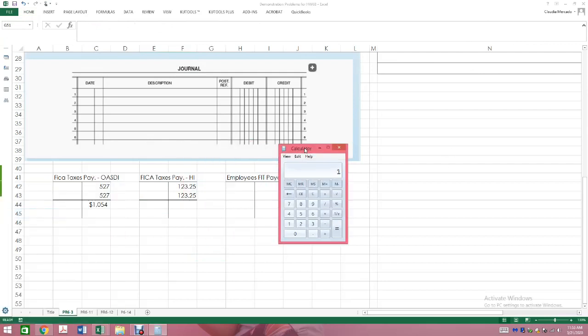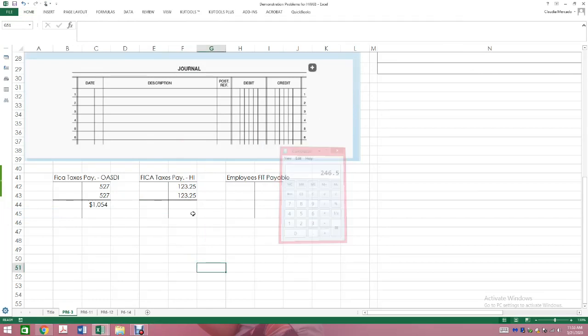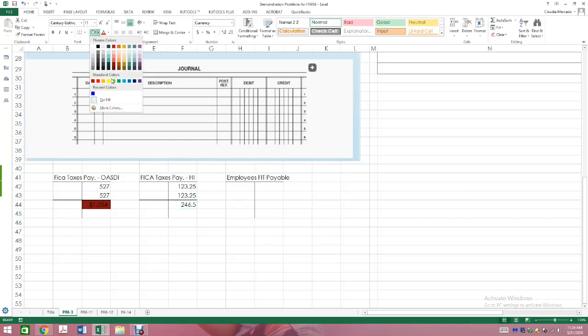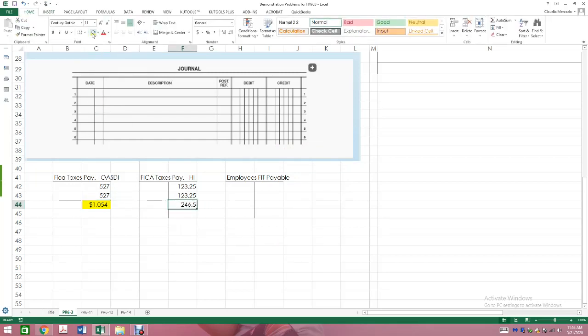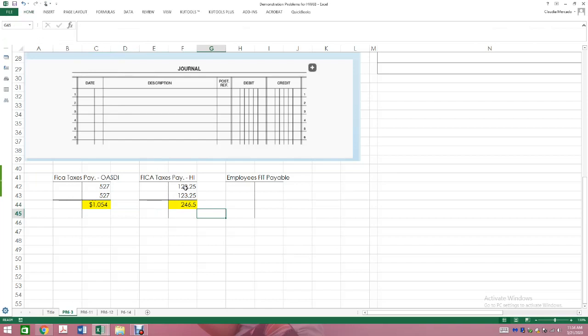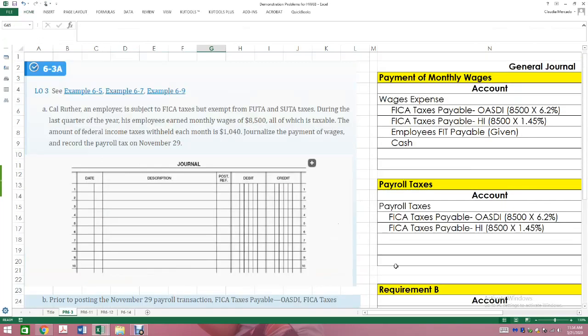123.25 plus 123.25. I have 246.50. So I have 246.50 sitting right here. So these are my balances. Okay, let me highlight these. These are the balances that I have on my account right now. I deposited money into these accounts. That's what's sitting there.